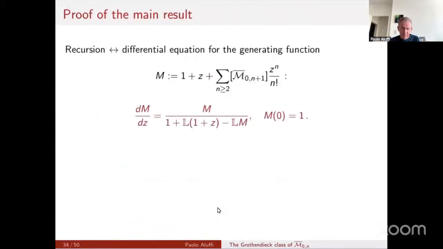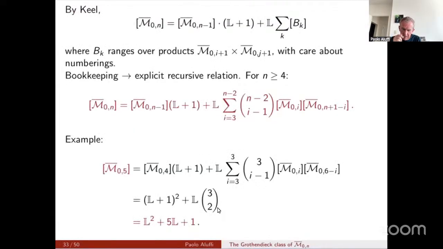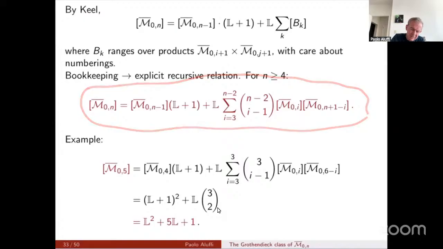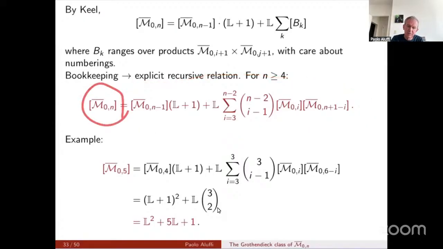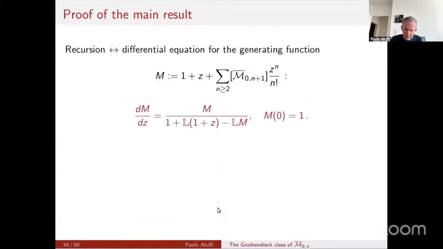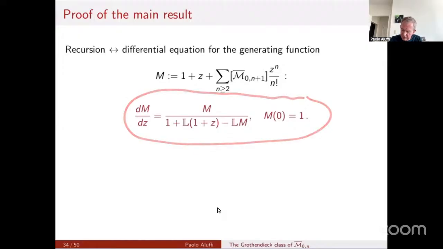Now, with this, how do we prove the main result? The main result was an explicit expression for the Grothendieck class. Now, this is already explicit, but it's recursive. This is just a recursion, while you want to solve this recursion and write an explicit class for M0,n bar. Well, Manin gave us a differential equation, and the task is to solve this differential equation.